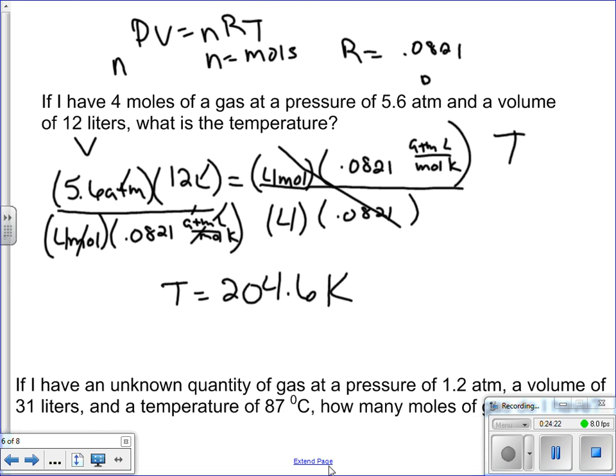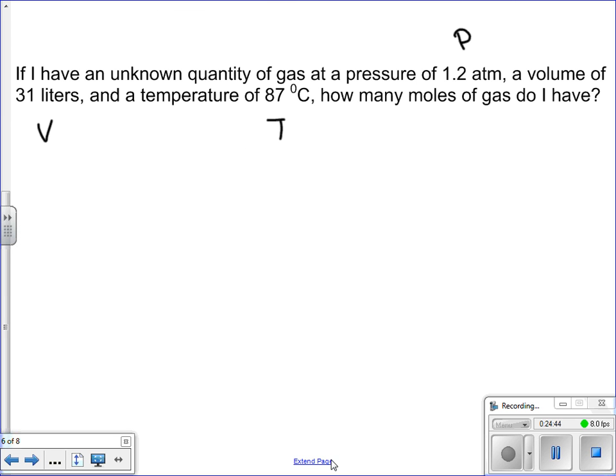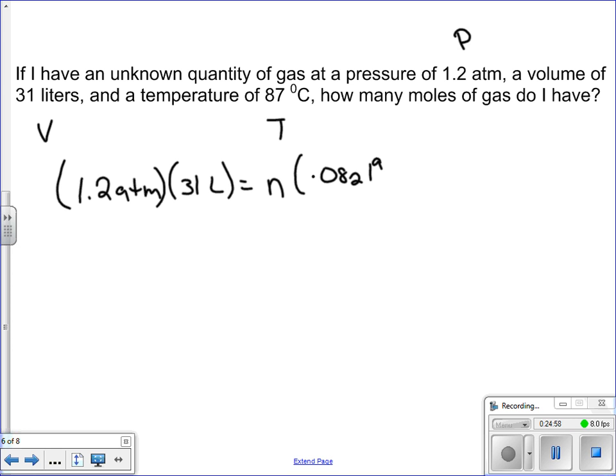Right. And I will do one more with you. If I have an unknown quantity of gas at a pressure of 1 atm, a volume of 31 liters, and a temperature of 87 degrees Celsius, how many moles of gas do I have? So I'm solving for N. So now all I have to do is plug my numbers in. 1 atmosphere, 31 liters, don't know what N is. R is 0.0821.